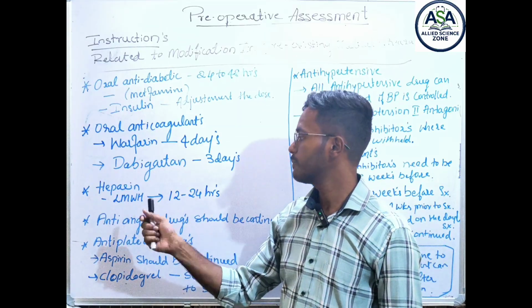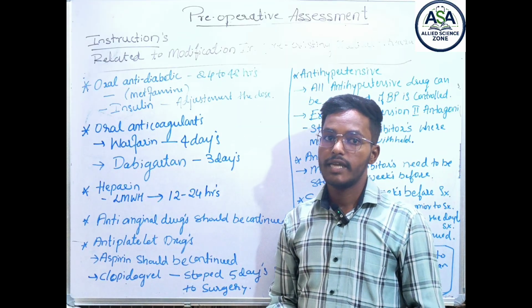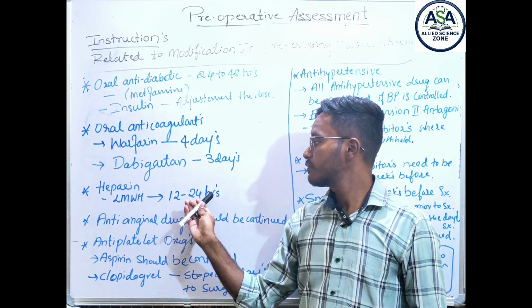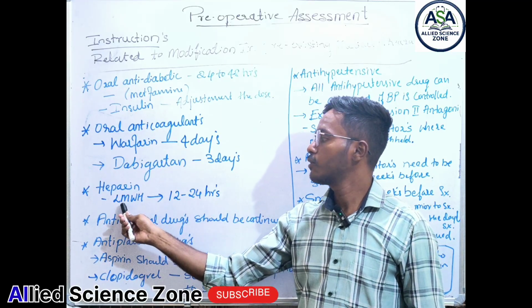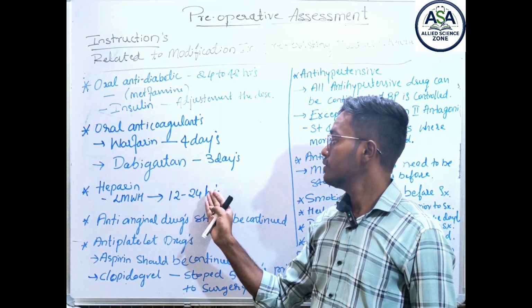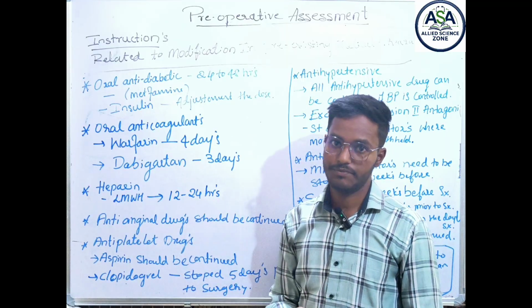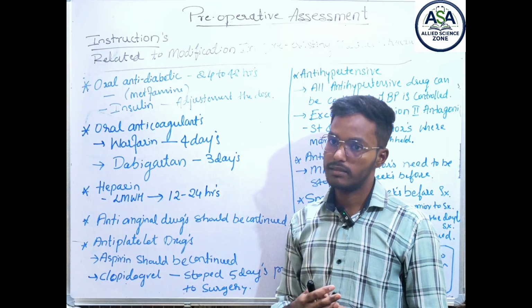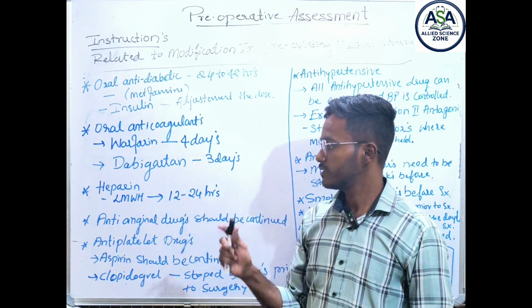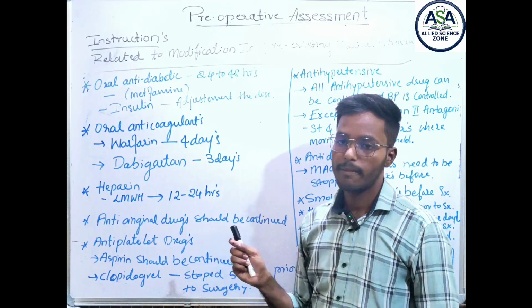Next one is heparin. Heparin is also an anticoagulant. It should be stopped 12 to 24 hours before. LMWH, low molecular weight heparin, should be stopped before surgery, 12 to 24 hours before only. These are the guidelines for anticoagulants.